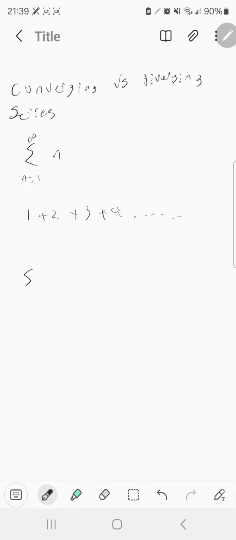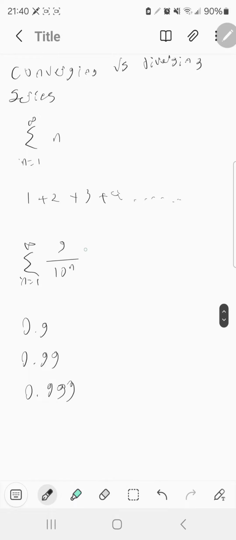if we sum up an infinite number of these terms. But if we decide to do a different series, such as 9 over 10 to the n, we get 0.9, 0.99, 0.999, and these are partial sums, right? But we're going to add up, because for each of these, we're going to add up 0.9 plus 0.09, this second term, plus 0.009, and this is going to give us these.